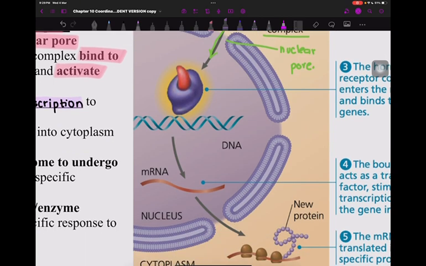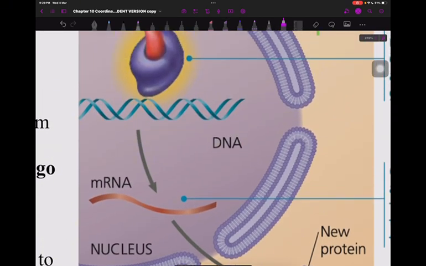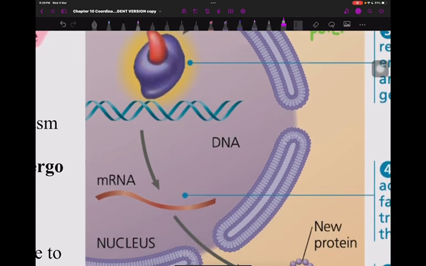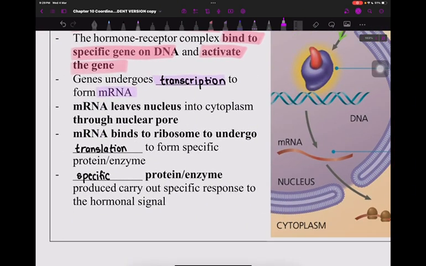Nah, di sini nih kita boleh tengok. So over here, after this complex bind to the DNA, to the specific gene on the DNA, it will transcript the DNA into mRNA. Next, the mRNA leaves the nucleus into the cytoplasm through the nuclear pore and binds to ribosome to undergo translation.